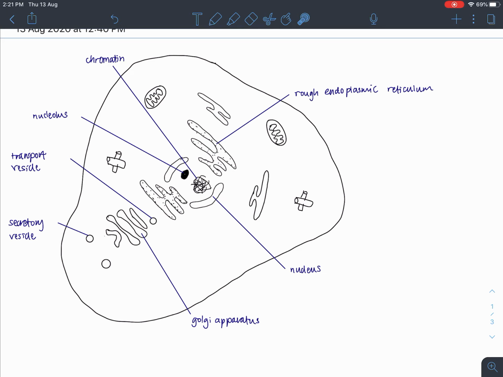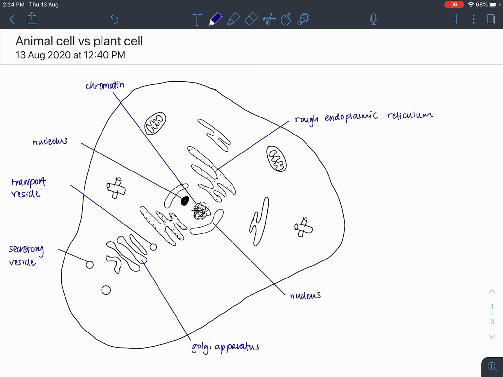Okay, so first thing, these are the organelles which are involved in the production of enzyme. Enzyme is a protein. Inside the nucleus there's chromatin and nucleolus. Chromatin is the genetic material which contains the genetic information.